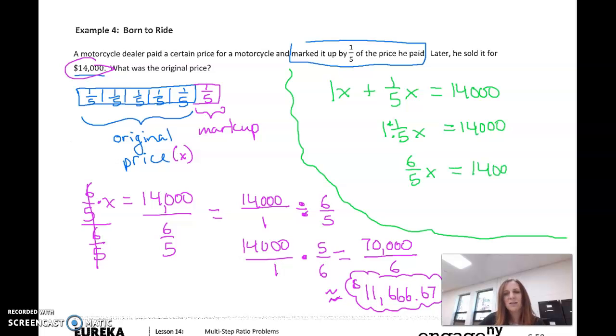And if you'll notice, that's actually what we got over here. So you don't need to draw the picture if you realize he's paid the original price, plus he's paying another fifth of the original price, put an X there. And you can figure out the original price just by doing and understanding these ratios, understanding markups and discounts.